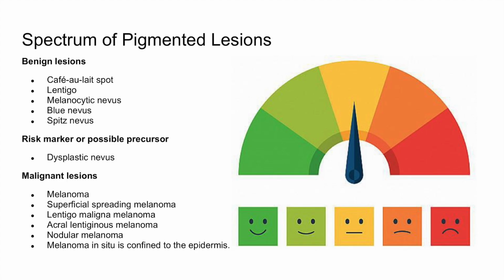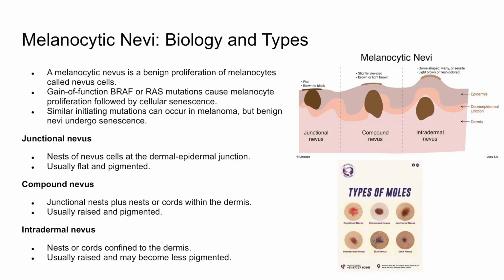its metastatic potential. All right, so a melanocytic nevus is a benign clonal proliferation of melanocytes known as a nevus cell. And so activating mutations in the MAP kinase pathway, commonly involving BRAF or RAS, initially stimulate proliferation. So unlike melanoma, the cells of a benign nevus usually enter oncogene-induced senescence and stop dividing.